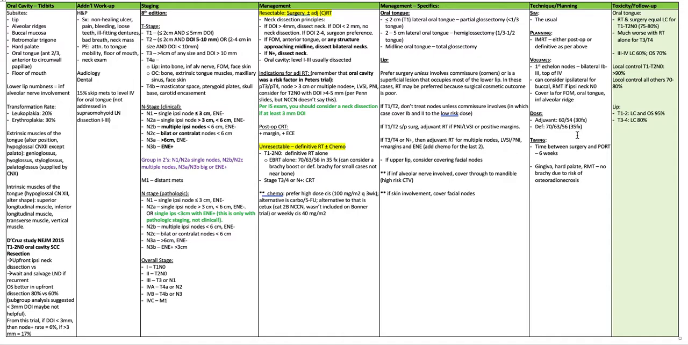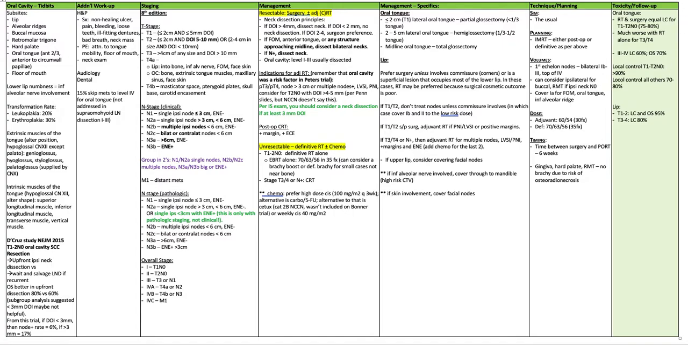Your dose is going to be adjuvant 60 and 54 in 30 fractions. Definitive is 70, 63 and 56 in 35 fractions. Time between surgery and post-op radiation should be 6 weeks. Gingiva, hard palate, and retromolar trigone: no brachytherapy due to the risk of osteoradionecrosis in those areas.